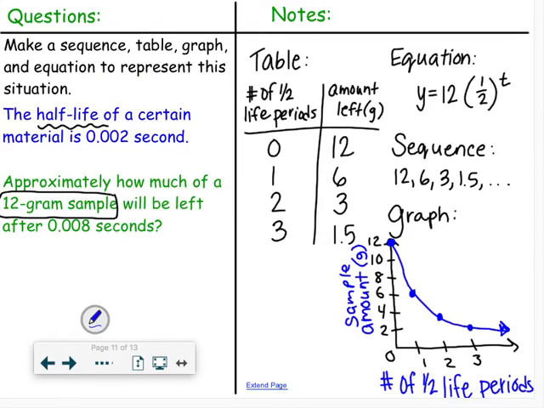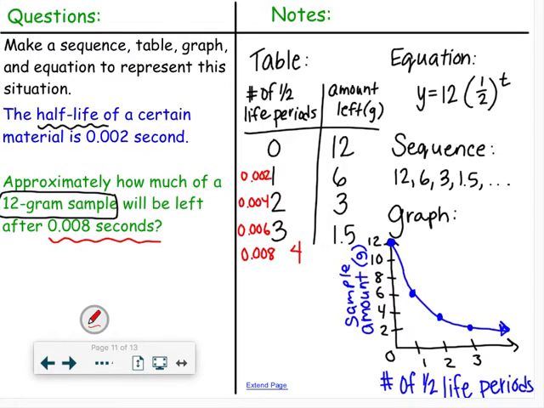Now, the tricky part on this problem is actually answering the question, because after 0.008 seconds, or 8 thousandths of a second, how much of the sample is left? So I need to remind you that 1 half-life period is actually this many seconds long. So then 2 half-life periods, 2 of those would be 0.004, 3 of those would be 0.006. So the question was asking about 0.008. So that's actually 4 half-life periods.